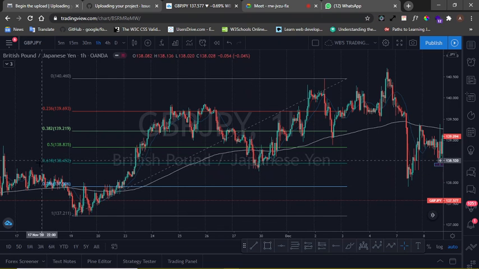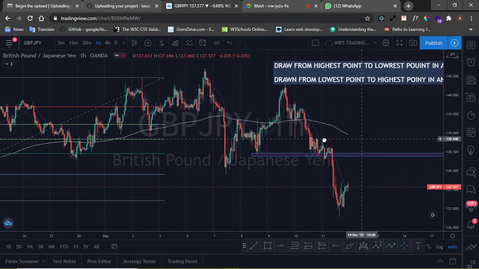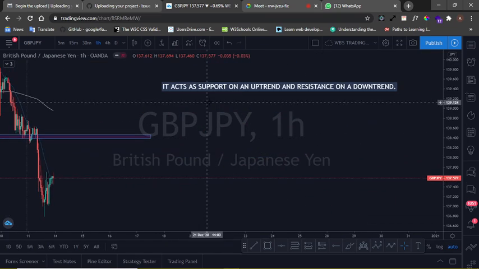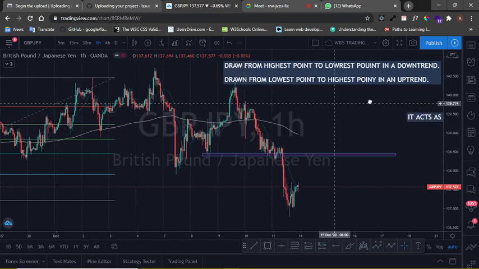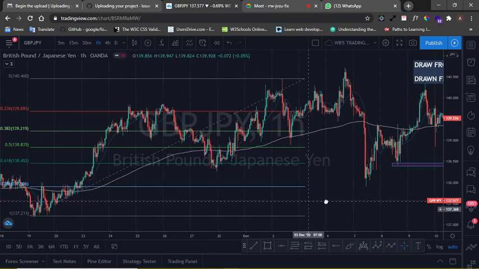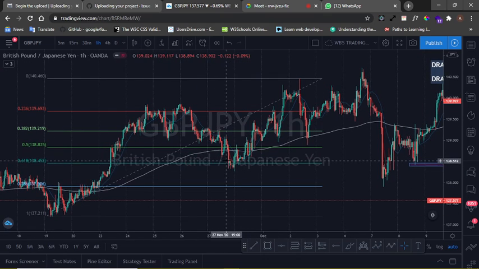Then after you see that, okay, Fibonacci is acting as support, now you can see that the market came back to touch the Fibonacci and acted as a support at that area. The second rule says it acts as support on an uptrend and resistance on a downtrend. So we are on an uptrend now. We want to enter at this point. You can see it's acting as support at that place.